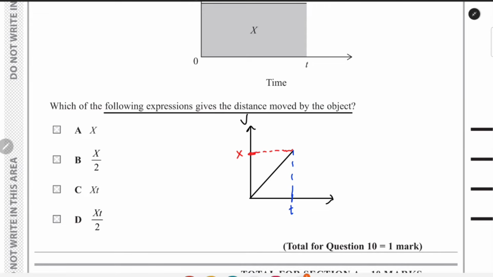This is the v-t graph. The area under the v-t graph, this area over here, is the distance traveled. This area over here is the distance traveled, which equals half into x into t, half x t. So this is the correct answer, xt by 2.